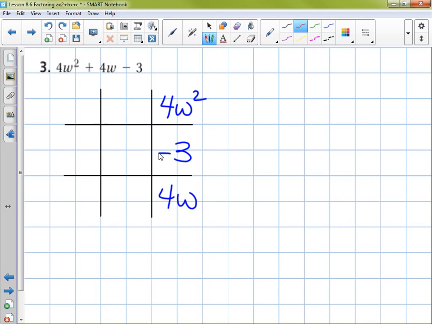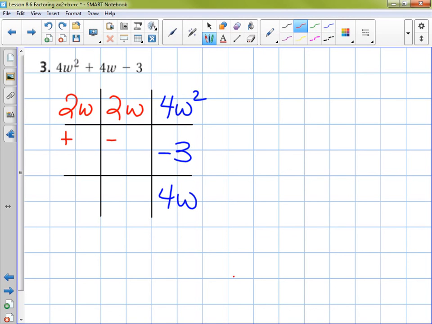Okay, to get 4w, you can do 1 times 4, 4 times 1, 2 times 2. So I'm just going to start with 2w times 2w just to try it. I don't know the answer to this, so I'm going to work this through like you would work it through. To get negative 3, I need one that's positive and one that's negative.